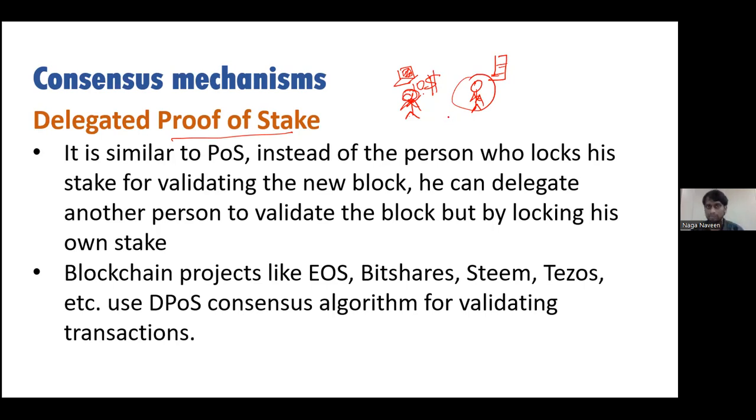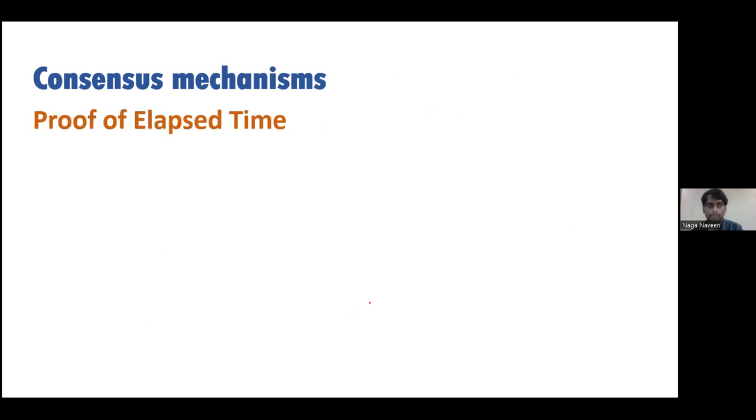Instead of putting stake for himself, he will put stake for delegating some other person who has better processing efficiency, let us say, to solve that puzzle, so that ultimately the puzzle will be solved successfully. Because he knows if the puzzle is not solved successfully, if that hash is not generated validly, ultimately he will be penalized. So this is delegated proof of stake. Blockchain projects like EOS, BitShares, Steem, Tezos, etc. will use this algorithm. Okay. Next.